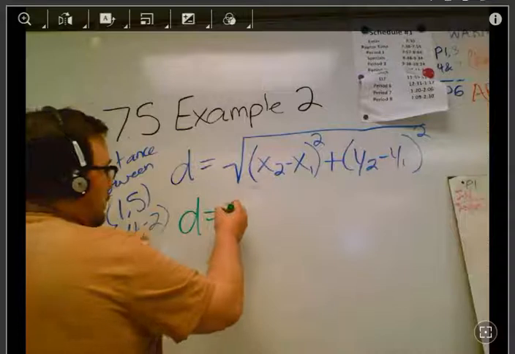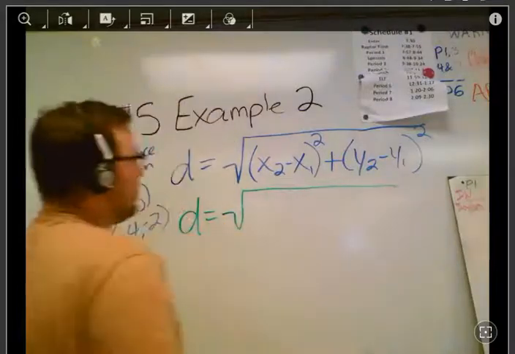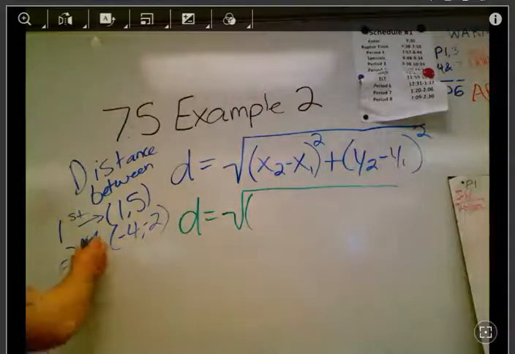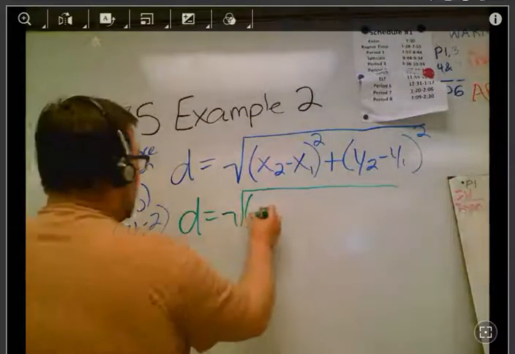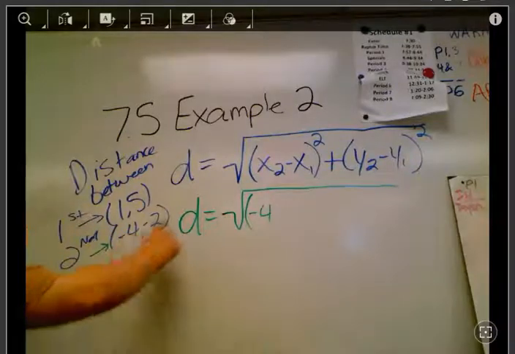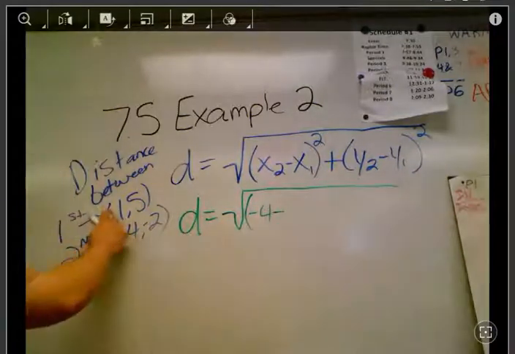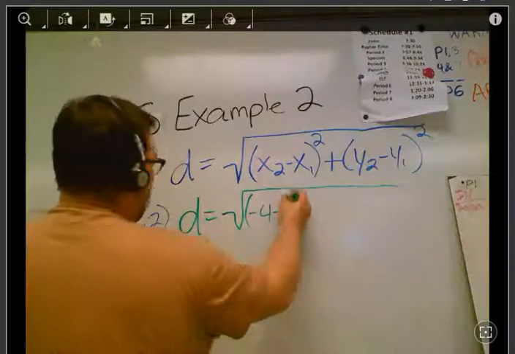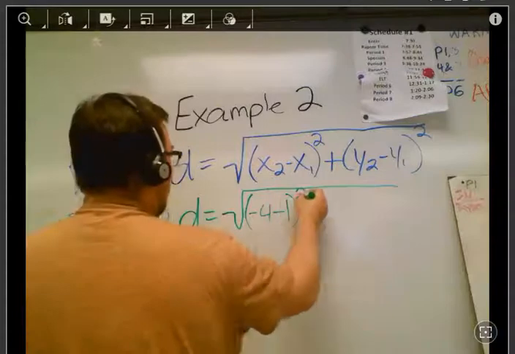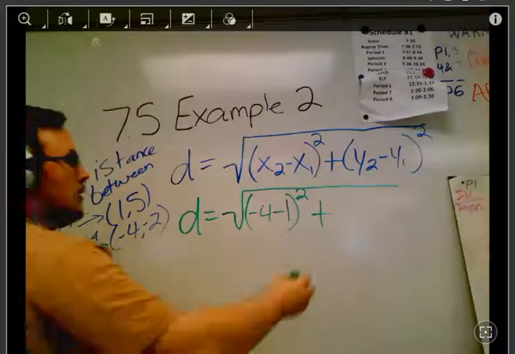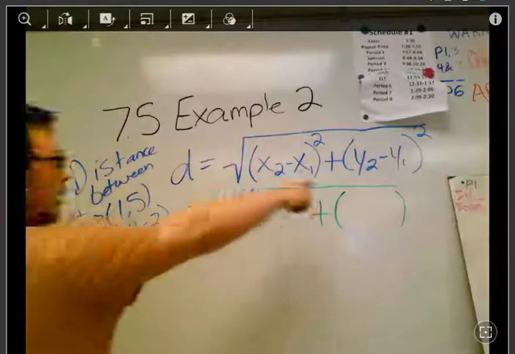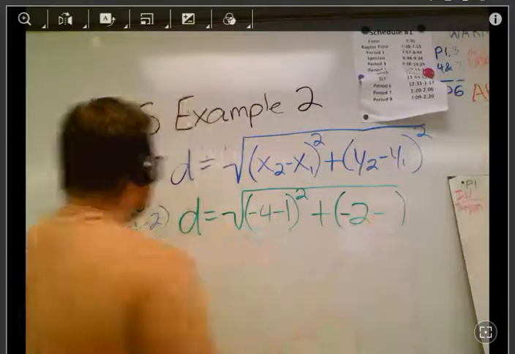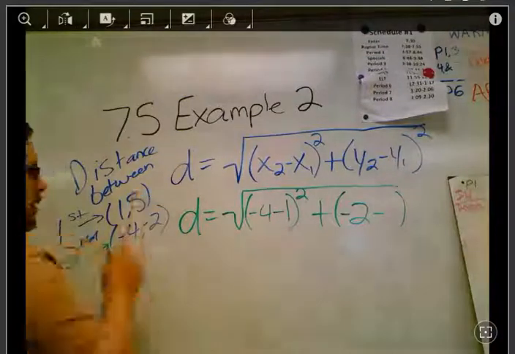All right, so d equals the square root. That stays the same. And then in these parentheses, x2. What's our x2? Let's look over here. This is our second set. This would be our x2, -4, and then minus x1. Our x1 is this one. That's our first coordinate pair. So that's -1, and then that's all squared, plus, now we need to deal with the y values. So y2, which is -2, minus y1, which is right here, -5.